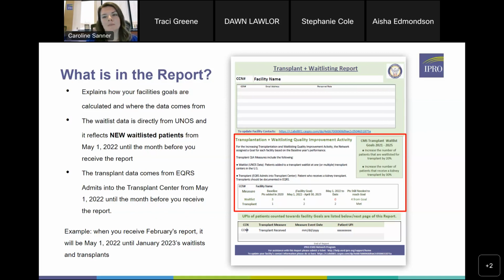So a lot of facilities will reach out and say, you know, our records don't match this report. And the first question is, is the report accurate? The data comes directly from UNOS and EQRS. And so we have on the next slide ways that you can mitigate the possible errors and how you can approach the transplant center to fix the problems. So an example of the timeline, when you receive this month's report, so February's report, it will be May 1st, 2022 until January, just so there's an idea of what the data windows are on the report.